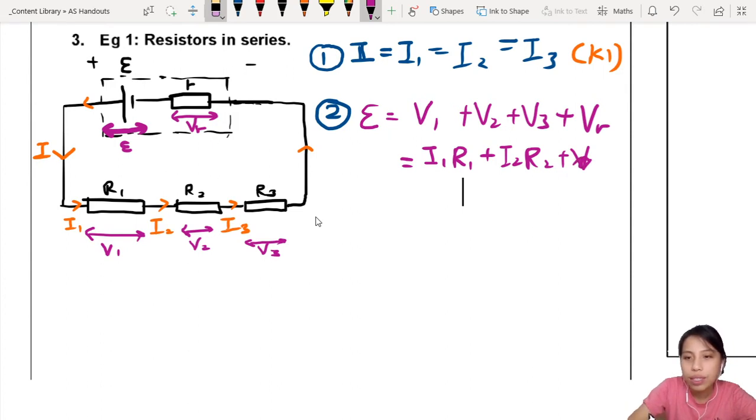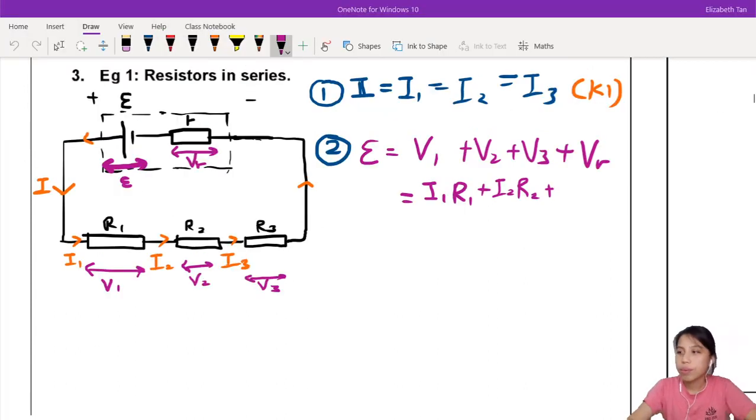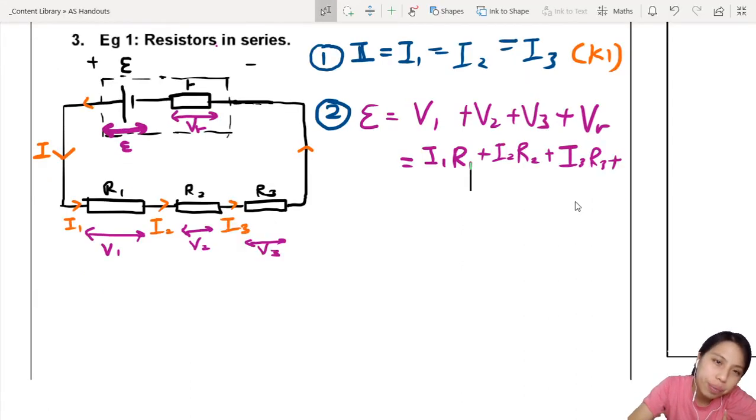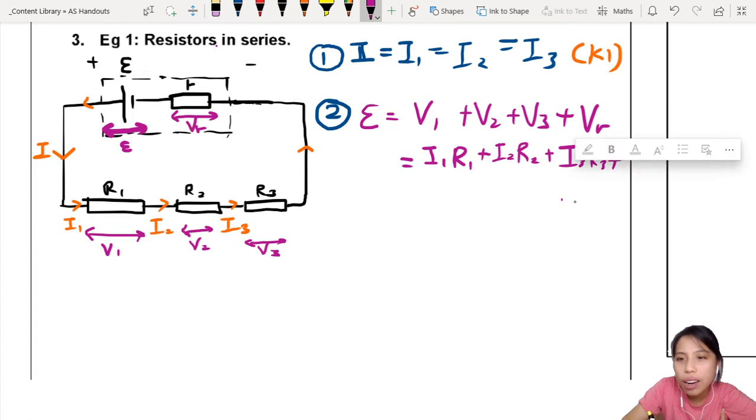Just use this. Erase. Now it's working, okay. So next one is R3, and then of course, what's the current flowing through this internal resistance? Just IR, okay, IR. So we have IR.